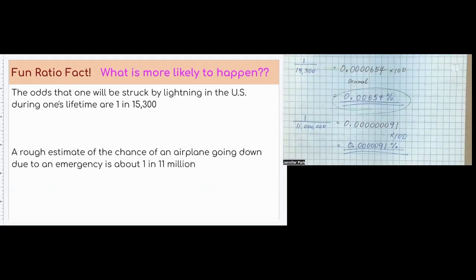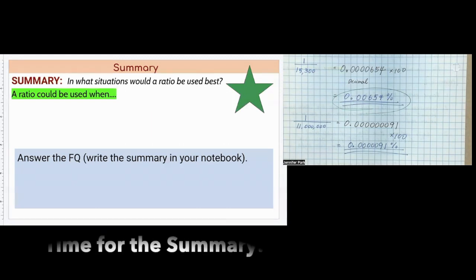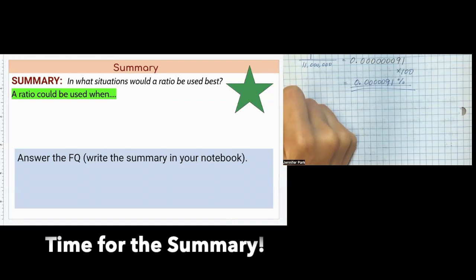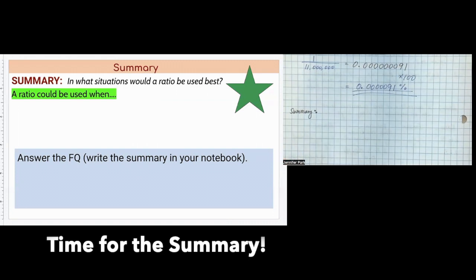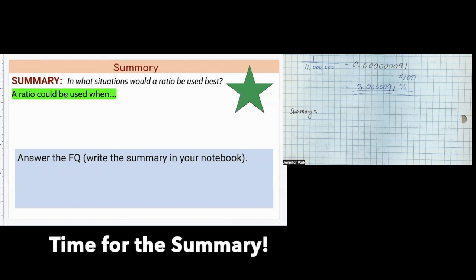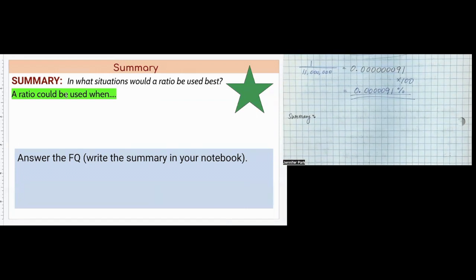So we're going to go to the last part at the bottom of our notebook. I would like you to take a moment to write the summary in your notebook. So make sure you label it summary. And take a moment to answer the focus question: in what situation would a ratio be used best? The green highlighted sentence is a sentence starter. You may use that if you would like, or you can start your sentence with something else. Let's pause the video and write down your summary.